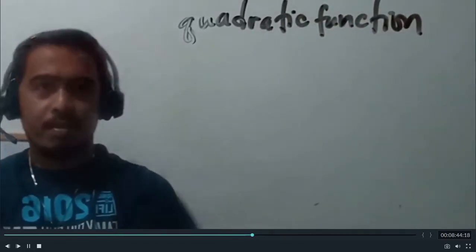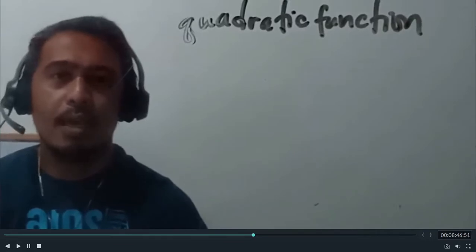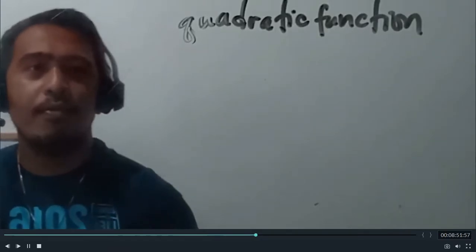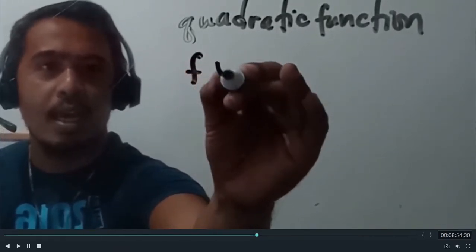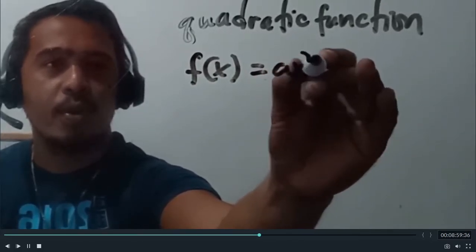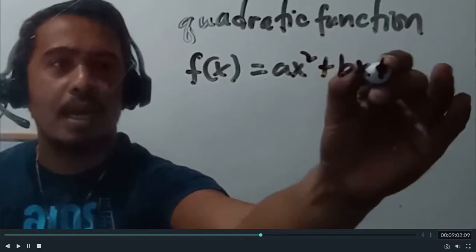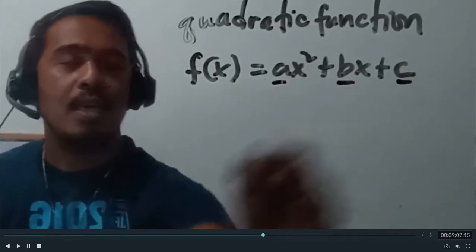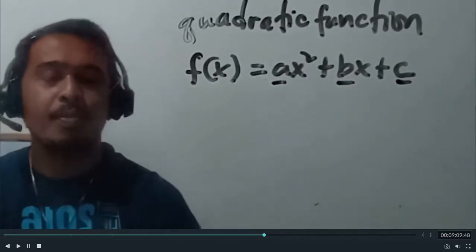The fourth function that we have is the quadratic function. If we have a quadratic function, then the graph is a parabola opening up or opening down. And it will be a quadratic function if the form is f of x equal to ax squared plus bx plus c, wherein a, b, and c are real numbers.